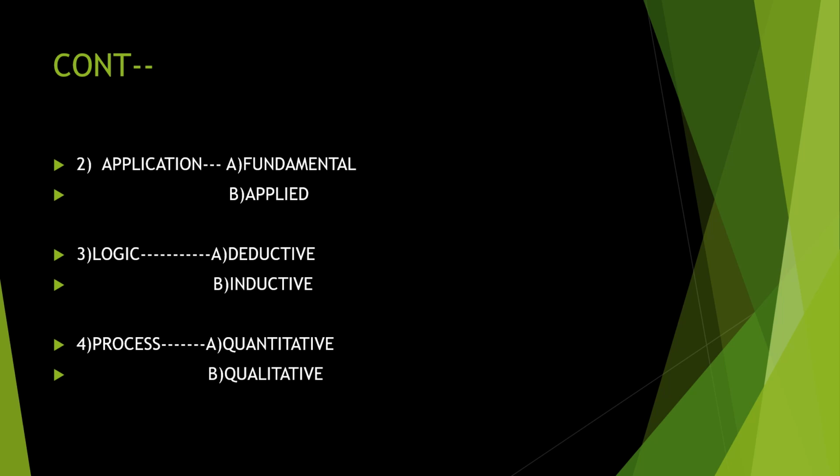Next is according to the logic. According to the logic, the research is again divided into 2. One is deductive and another is inductive. Deductive means you are doing research from general to specific. General means a theory already exists, you work on the theory and find something out of it. That is, with generally existing things, you find something new. And inductive means you find a new thing and find out the theory behind it. So inductive is specific to general.